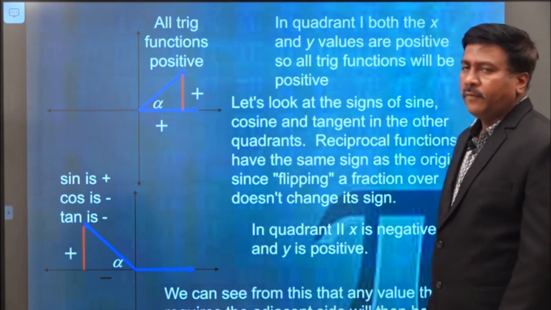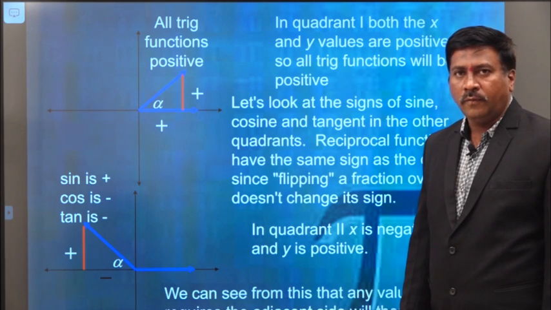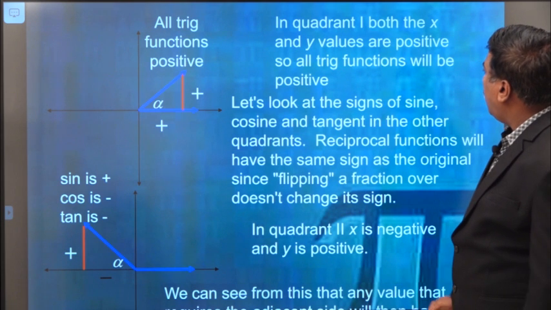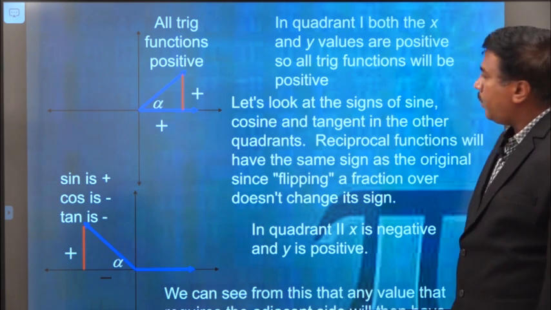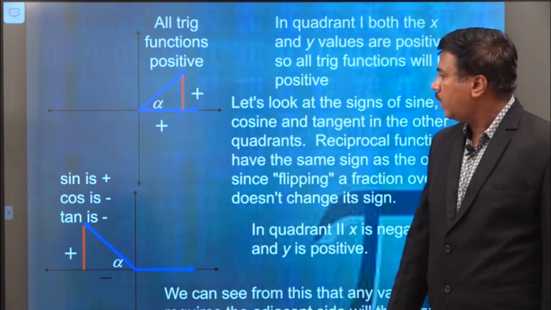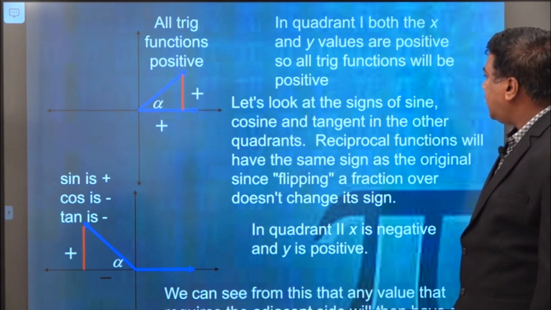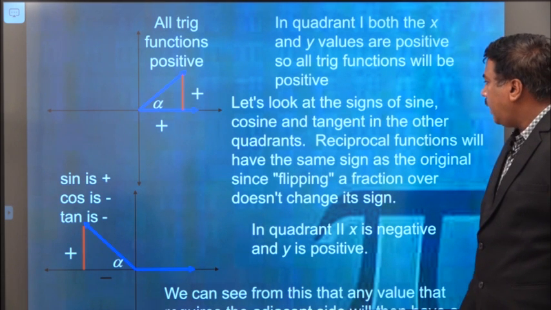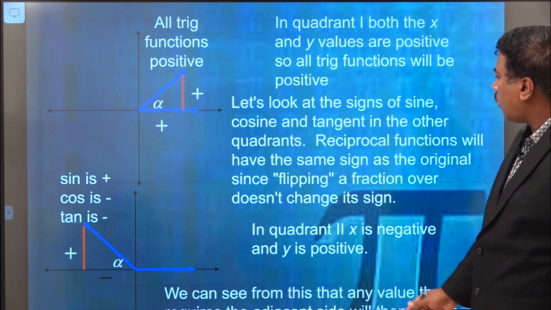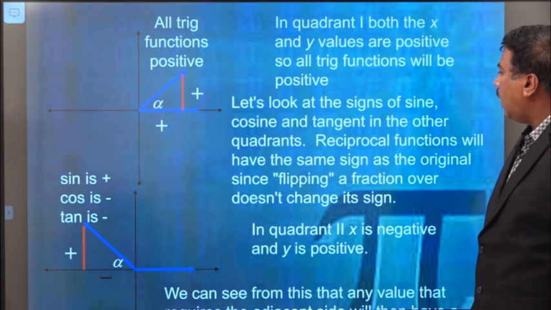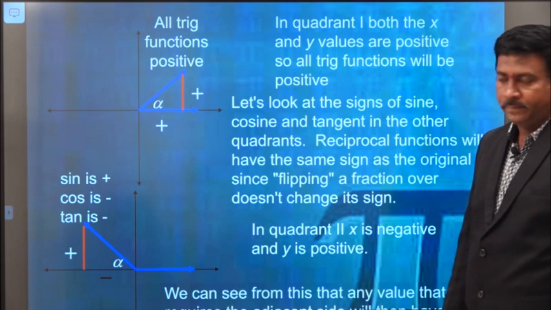So all the trigonometric functions are to be positive in the first quadrant of the coordinate plane. That is, in quadrant 1, both the x and y values are to be positive. So all the trigonometric functions are to be positive. Let us look at the signs of the sine, cosine and the tangent in the other quadrants. Reciprocal functions will have the same sign as the original, since flipping a fraction over does not change its sign.